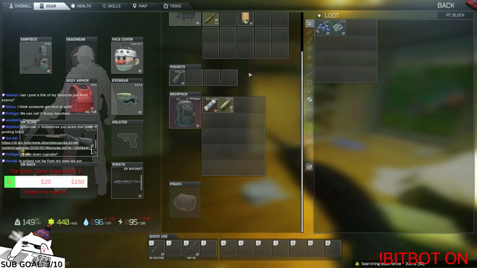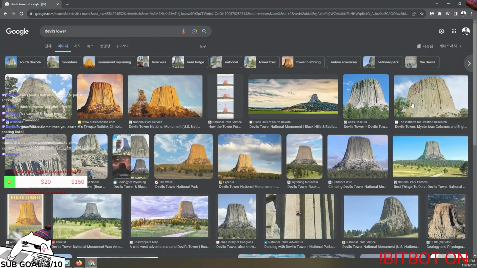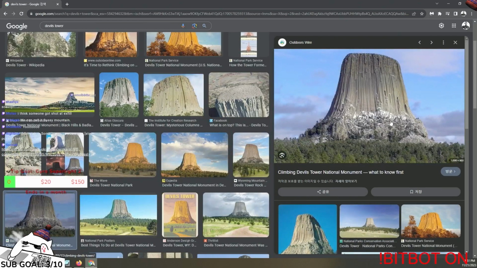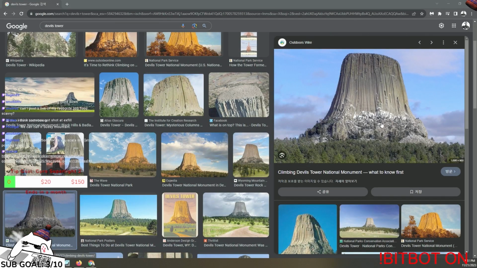Devil's Tower. Yes, you're right. It's called Devil's Tower. Devil's Tower. This thing, man. Whenever I saw this for the first time, it was like, whoa, okay, that looks like some devil made it. Look at that thing. Isn't that looking actually like demonic?